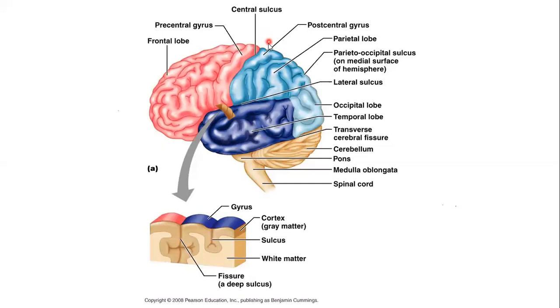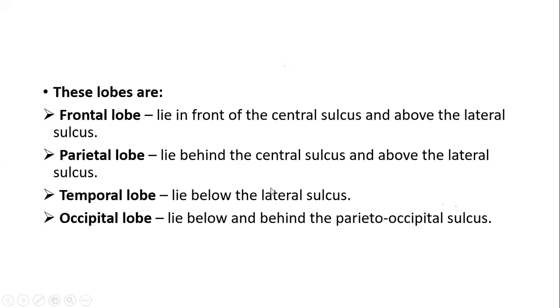Then you have the parietal lobe here, named after the parietal bone. Then you have the central sulcus. It divides the parietal lobe and the frontal lobe. As you can see, it divides the two together. So the frontal lobe lies in front of the central sulcus and the lateral sulcus. The parietal lobe lies behind the central sulcus and above the lateral sulcus. Then the temporal lobe lies below the lateral sulcus.